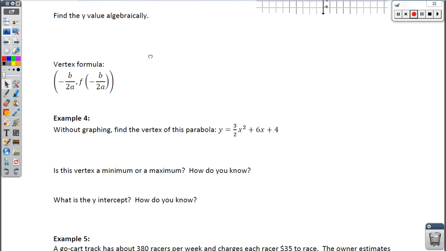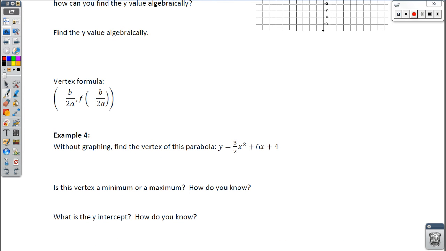And last, without graphing, find the vertex of this parabola. So we're going to do negative b over 2a to find the x coordinate. So that's negative 6 divided by 2 times 3 halves, which is negative 6 divided by 3, which is negative 2. So the x coordinate of the vertex is negative 2.